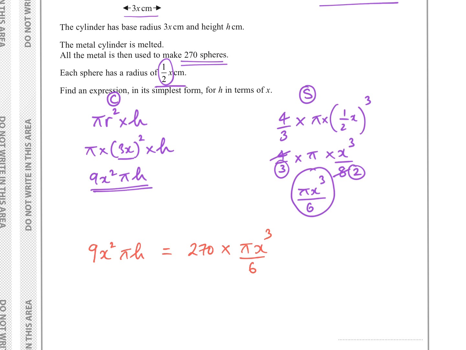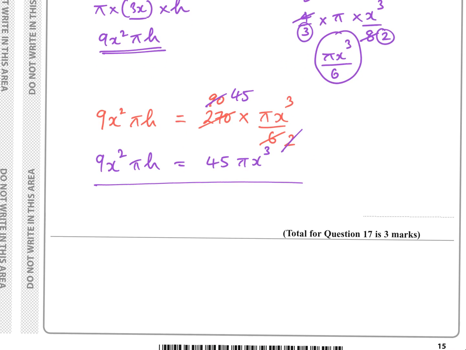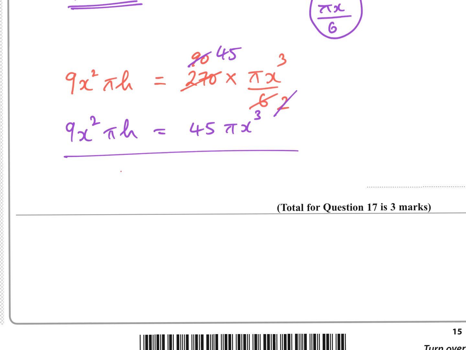You can use a calculator at any point here, don't forget. I know that 3 goes into 270 90 times, and 3 goes into 6 twice, and then 2 goes into 90 45 times. So that gives me 9x squared pi h equals 45 pi x cubed. So I can go from here, and I want to have something for h in terms of x. So I want h equals. So from here, I'm going to divide both sides by 9x squared pi.